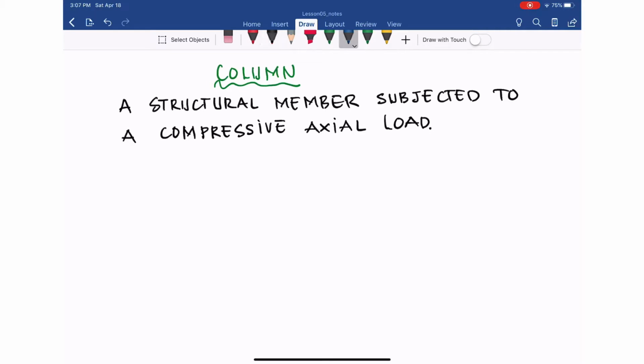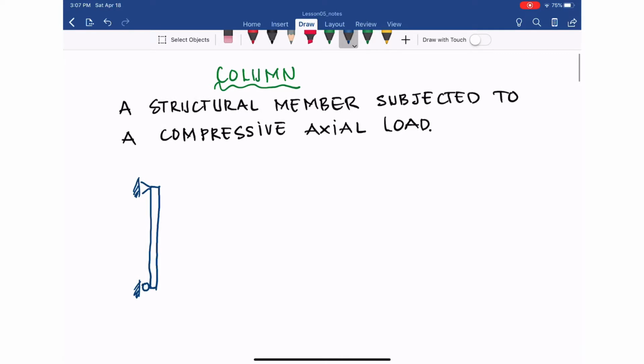And let's give one example of a column here. For example, the top is a pin support, and the bottom is a roller support. If that member is in compression, we have the applied load go through the axial axis, or longitudinal axis, of the member and tend to compress the member, and that member we call a column.